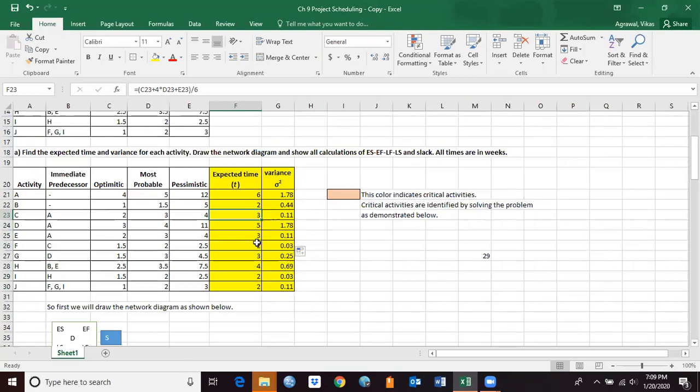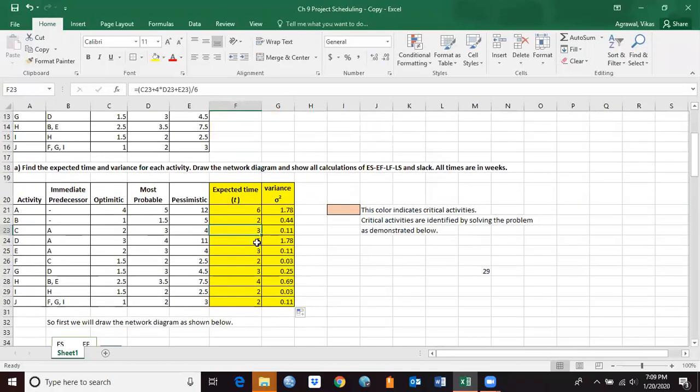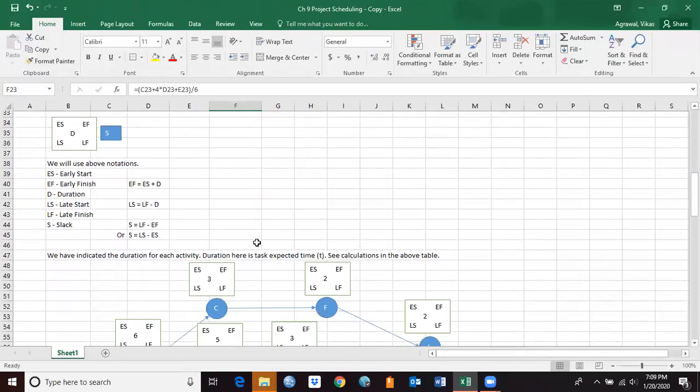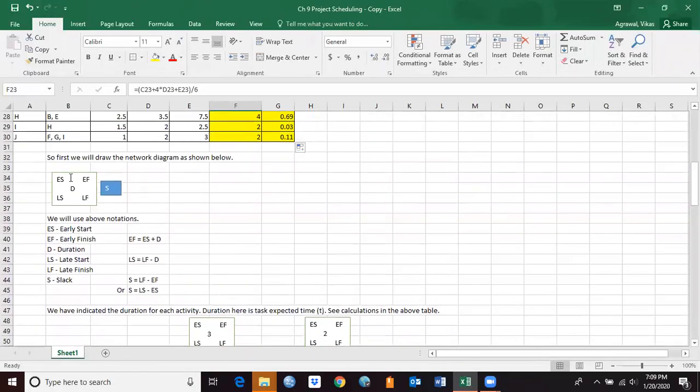And now what we need to do is draw the network diagram. We're going to follow some notations. So this is the box here. Let's go through this one. ES stands for early start, EF stands for early finish, D stands for duration, LS stands for late start, LF stands for late finish, and S here stands for slack.